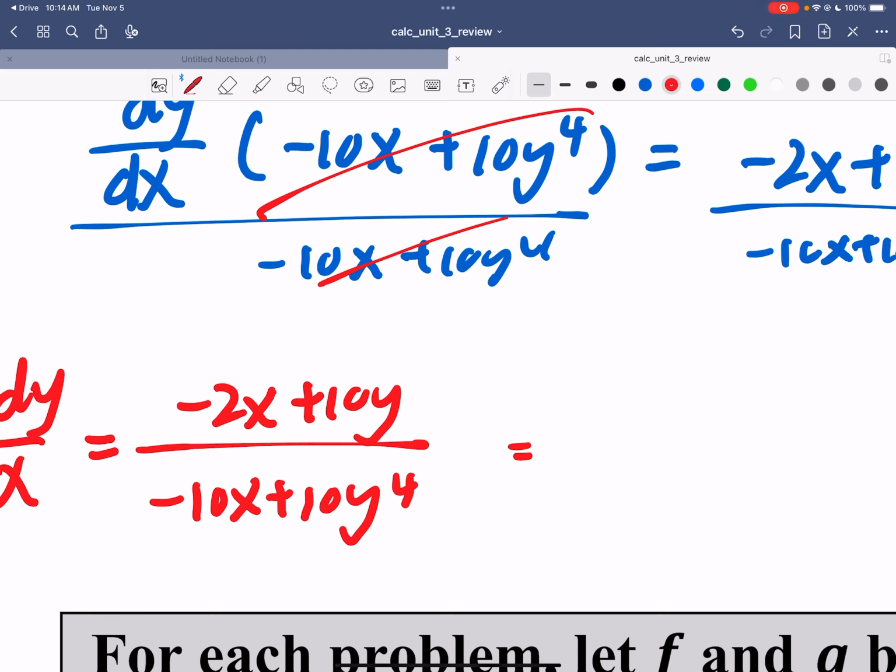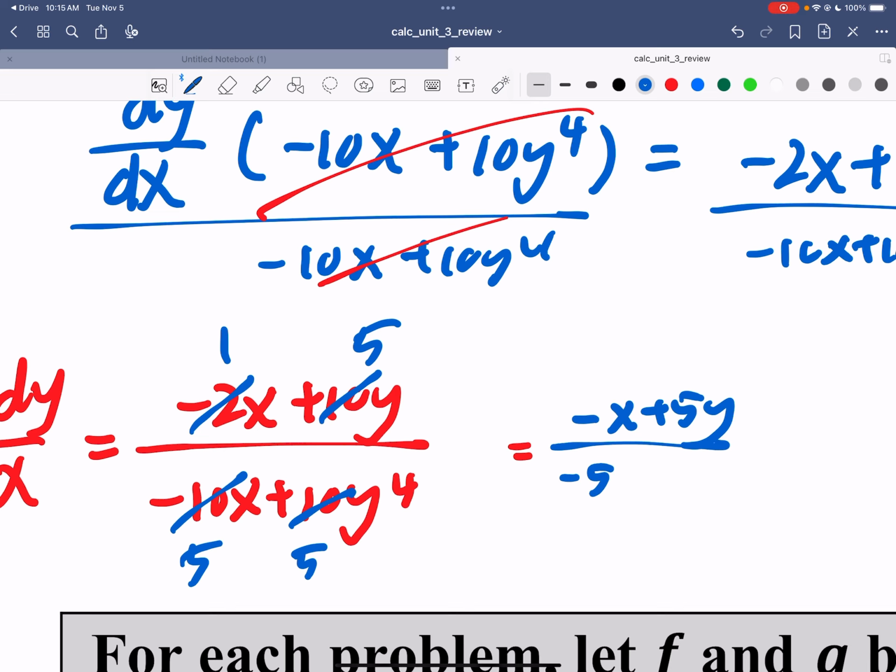And after this, the only thing that really matters is simplifying. Every single one of them is divisible by 2 or negative 2, whichever you want. So if I divide by 2, this is going to be 1, this is going to be 5, this is going to be 5, this is going to be 5. So you can write negative x plus 5y over negative 5x plus 5y to the fourth power.